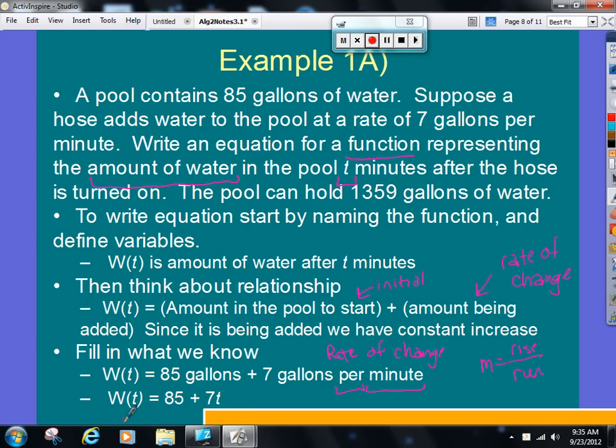So here's our function. W of t equals 85, the initial condition, plus 7t. Notice this is not how we used to write these. A lot of you would have written W of t equals 7t plus 85. That's okay, except it doesn't make as much sense when you're writing it.